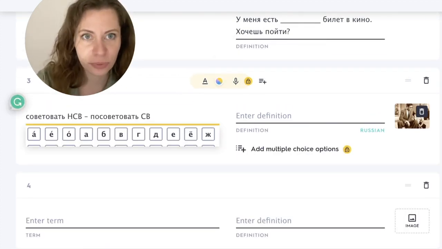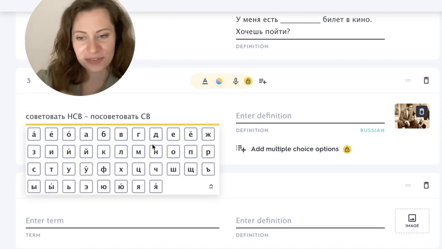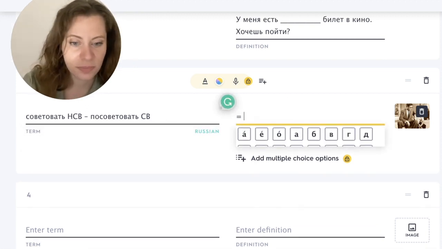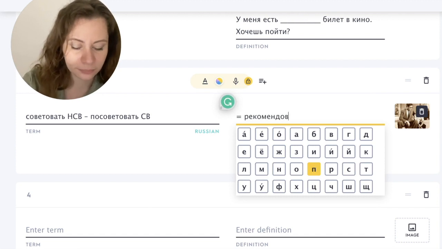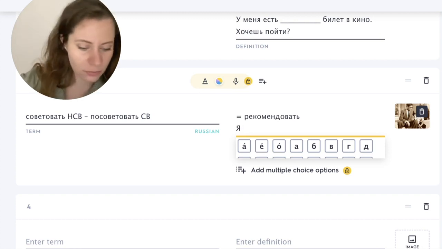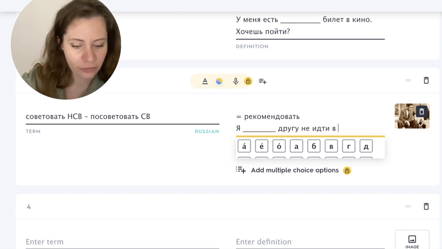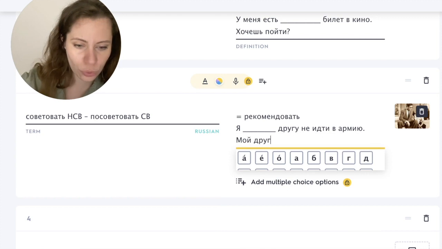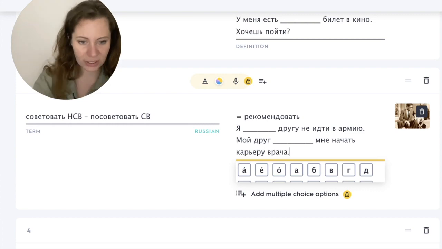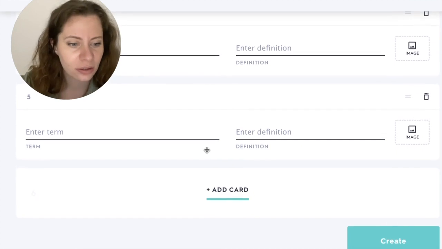That's my advice for everyone who is studying verbs, to study them in pairs, perfective and imperfective form. I'm doing equal signs. That means that it's a synonym. Рекомендовать. I will try to make it all work together. Например, я советую другу не идти в армию. Okay, cool. Или мой друг посоветовал начать карьеру врача. Почему бы нет? Why not? Correctly. And that's how we do all the words.